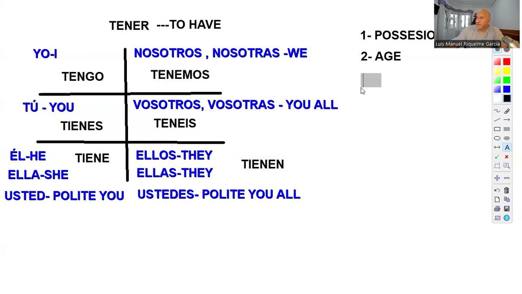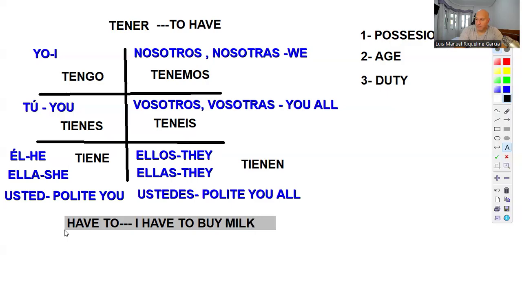More uses. We also use the verb to have to talk about duty or obligation. I believe in English you use this, have to. You say things like, I have to buy milk. I have to go to the supermarket. I have to whatever. And that is something that you need to do. You have to do. It's like we use the verb to have for that as well.